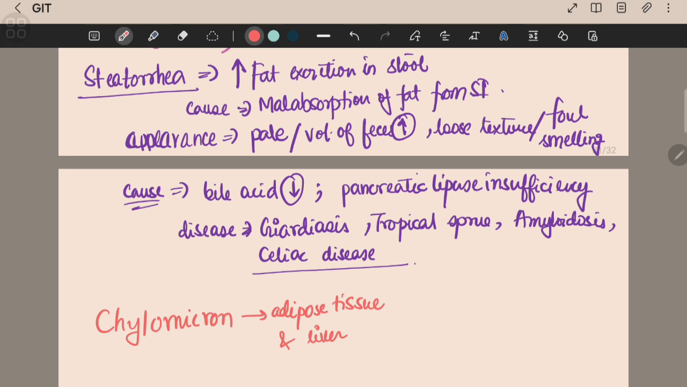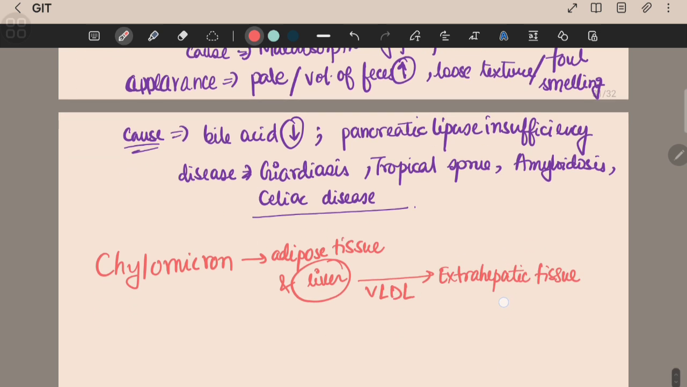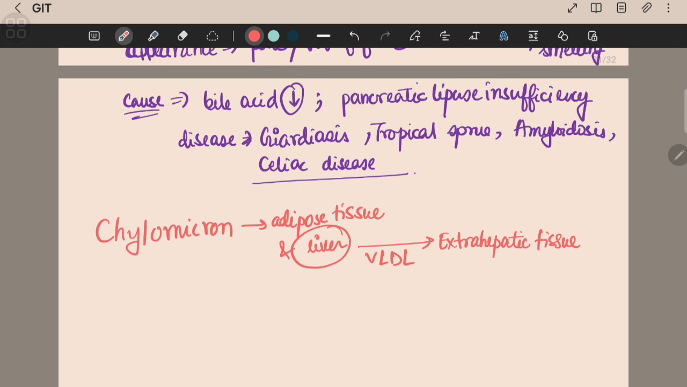The liver will synthesize endogenous triglycerides also, and they are transported from the liver to extrahepatic tissues by means of VLDL, very low density lipoproteins. These very low density lipoproteins will deposit these triglycerides into the extrahepatic tissues, and extrahepatic tissues include the adipose tissues also. Mainly these chylomicrons via the lymphatics are entering into the liver. From the liver to the extrahepatic tissues, they are transported via the VLDL.